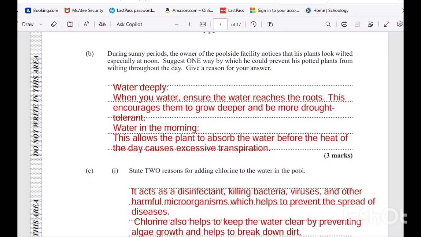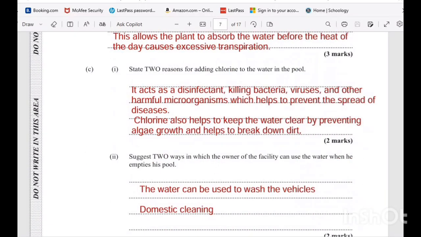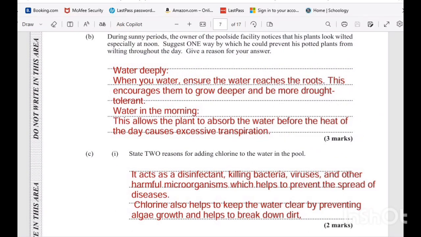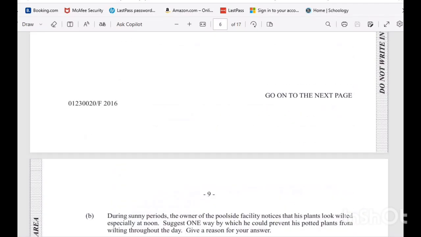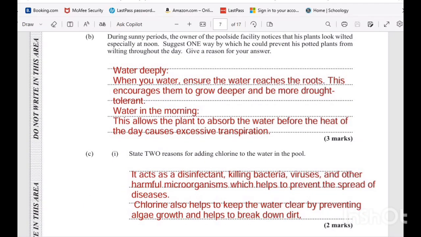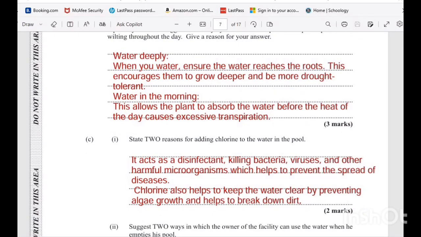Part C says, state 2 reasons for adding chlorine to the water in the pool. Now, 2 reasons why we add chlorine to the water in the pool is for the chlorine to act as a disinfectant, killing bacteria, viruses, and other harmful microorganisms, which helps to prevent the spread of diseases. And another reason too is that chlorine helps to keep the water clear by preventing algae growth. You know, those little green bits, right, that we see on stagnant water.